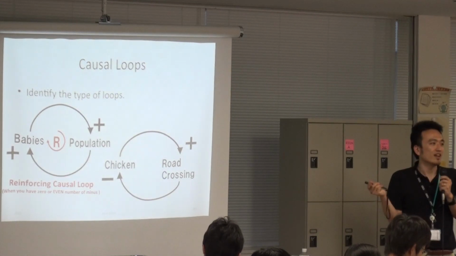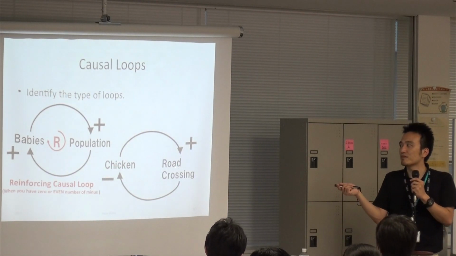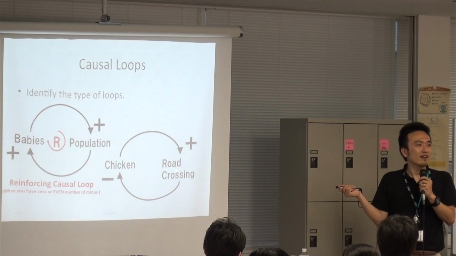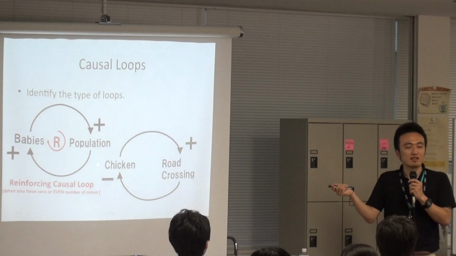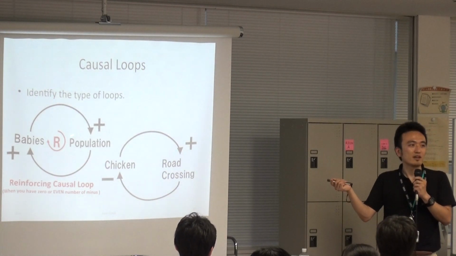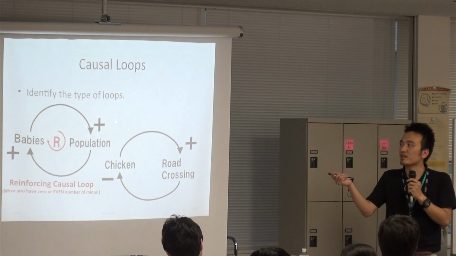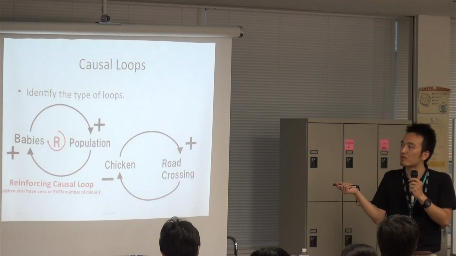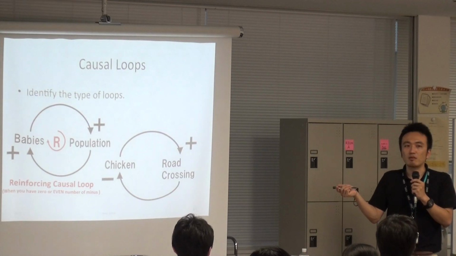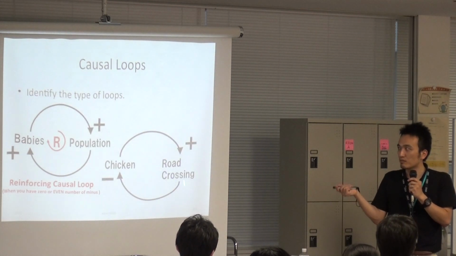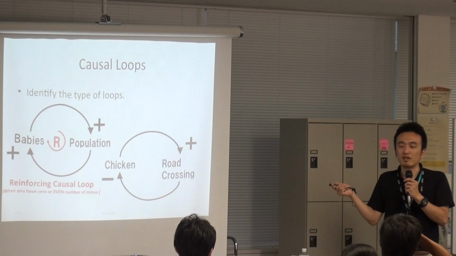So let's go to chickens, alright? We're done with babies. The number of chickens, and the number of chickens crossing the road. Okay? Let's see the relation. Chickens increase, and there's a certain ratio of chickens that try to cross a road. So when the number of chickens increases, what happens to the number that try to cross? Increase, right? When the chickens decrease, what happens to the number crossing the road? Decrease, right? So this is a positive relationship.